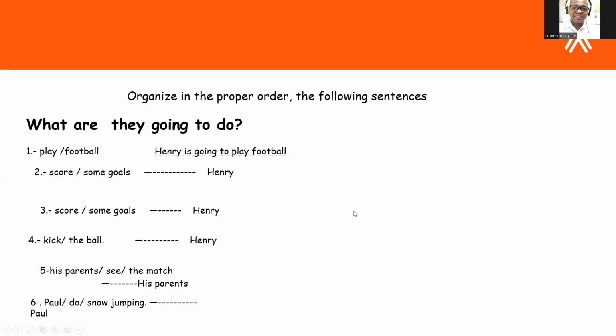Tenemos la otra. Paul do snow jumping. What's the way? You need to organize it correctly. You are doing great. His parents are going to see the match next week. Excellent, Cilindrina, excellent. Okay, good.